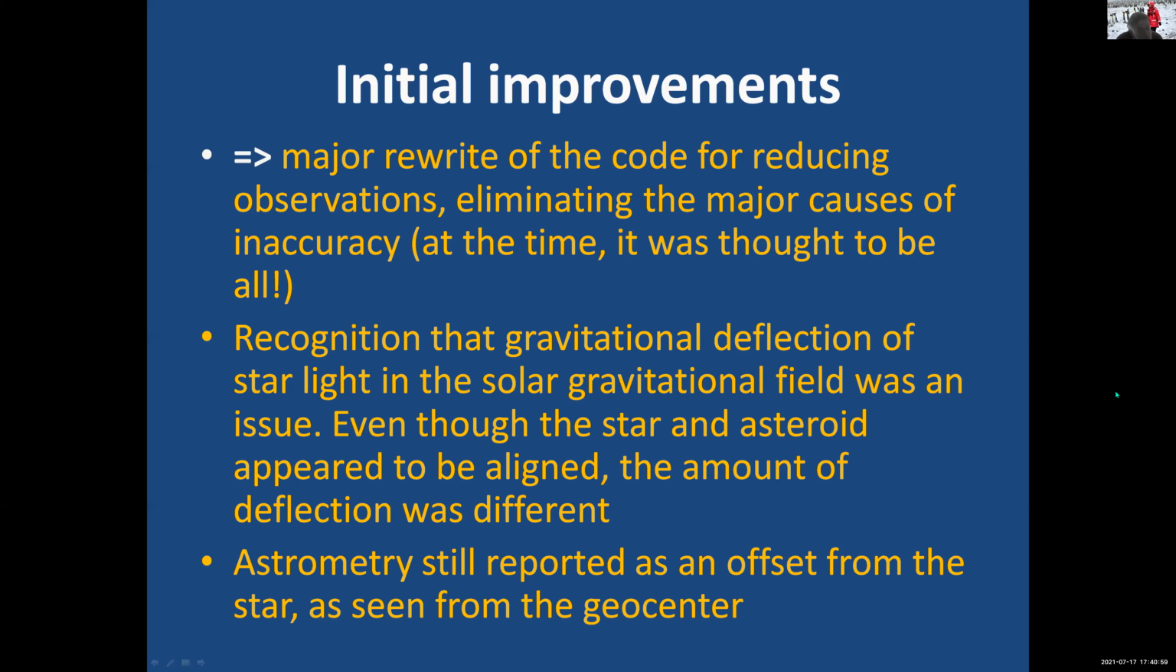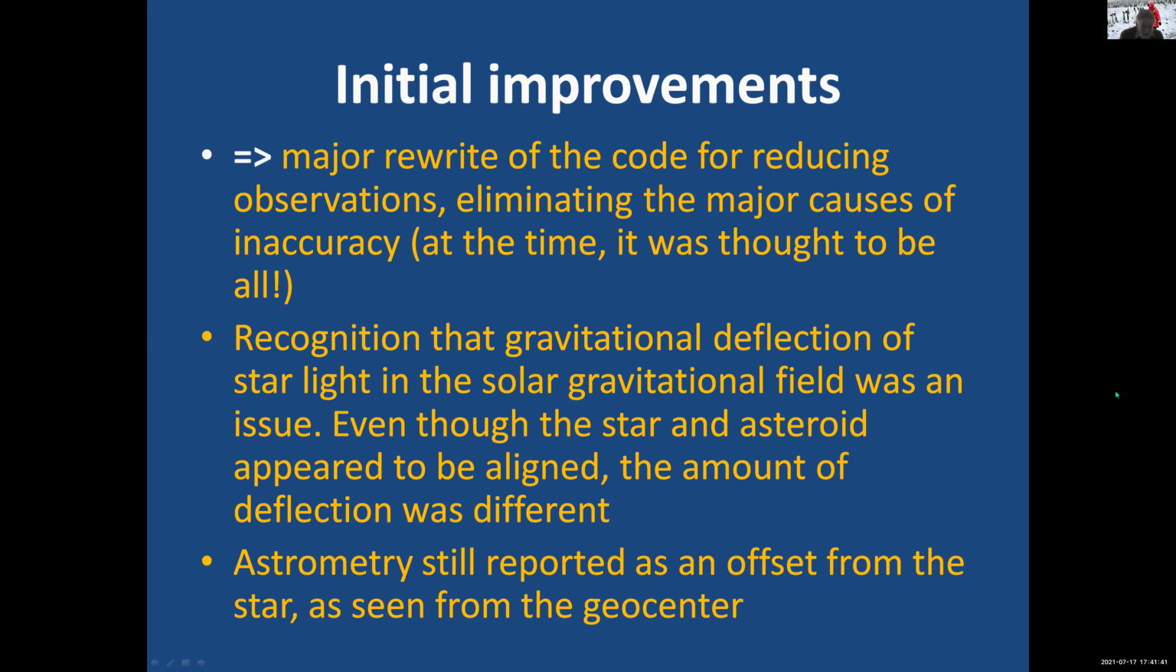In an occultation, you have the star and asteroid appear to be aligned, but in fact, the amount of deflection of the starlight is different for the star and the asteroid, because the starlight goes further through the gravitational field than the asteroid light. So if you imagine yourself on the Earth and you saw the star and the asteroid in perfect alignment in occultation, and then magically you entirely removed the existence of the sun, they would no longer be aligned.